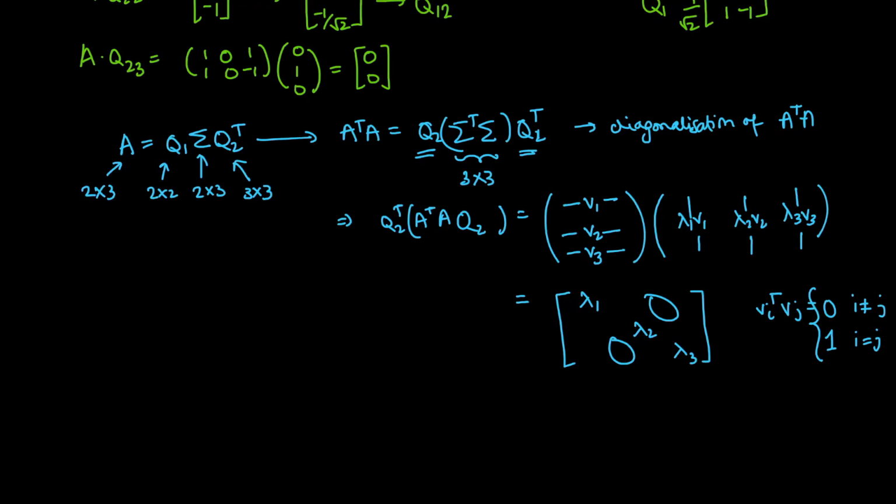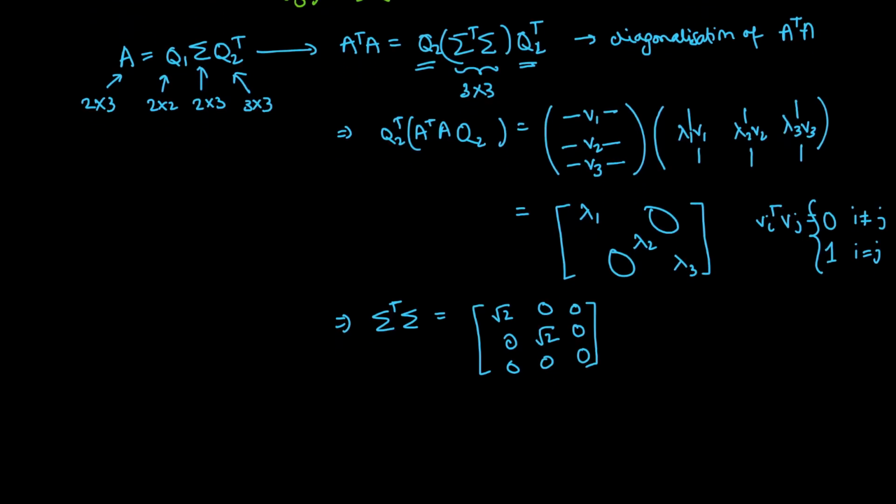Now let's come back to the problem. That means that sigma transpose sigma will be nothing but root 2, root 2 and 0, and the non-diagonal entries will be 0. Obviously, since sigma is of shape 2 cross 3, sigma will be root 2, 0, 0, 0, root 2, 0. This will be sigma. So we've obtained sigma.